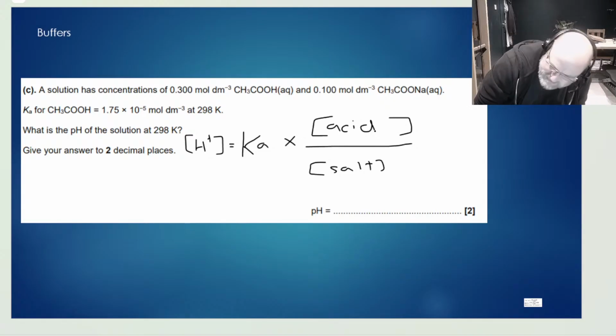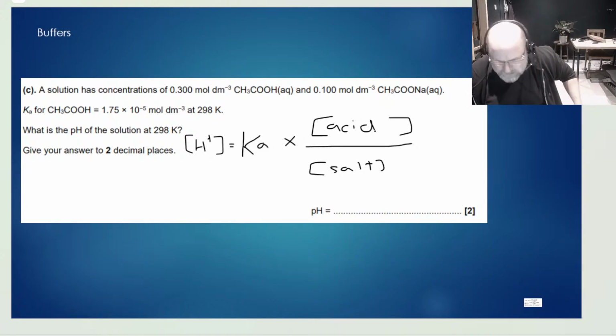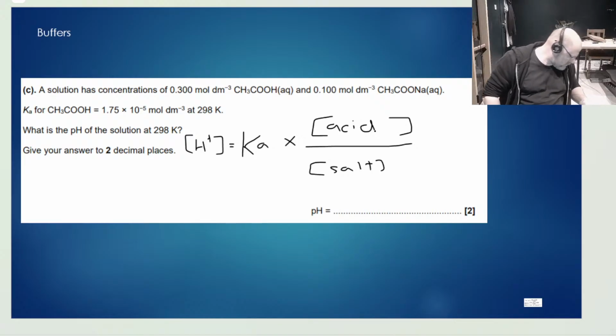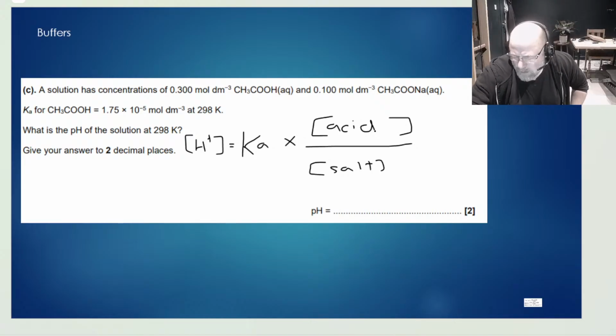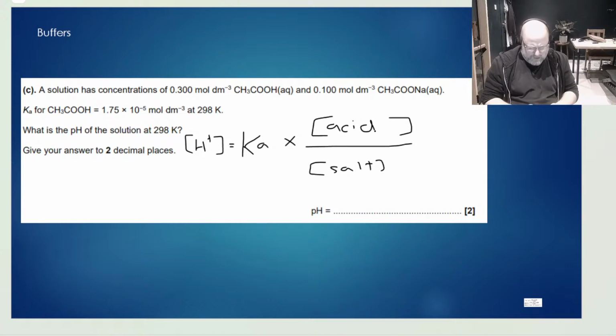Oh, you've got a practical on serial dilutions tomorrow. Well, if you're doing serial dilutions, then you need to know the difference. So see if you can rearrange that to find the hydrogen ion concentration and then minus log the H plus. You just want to do the acid over the salt of the acid. I've got ethanoic acid and sodium ethanoate. So I want to do 0.3 divided by 0.1 times 1.75 times 10 to the minus 5, and then minus log the answer.